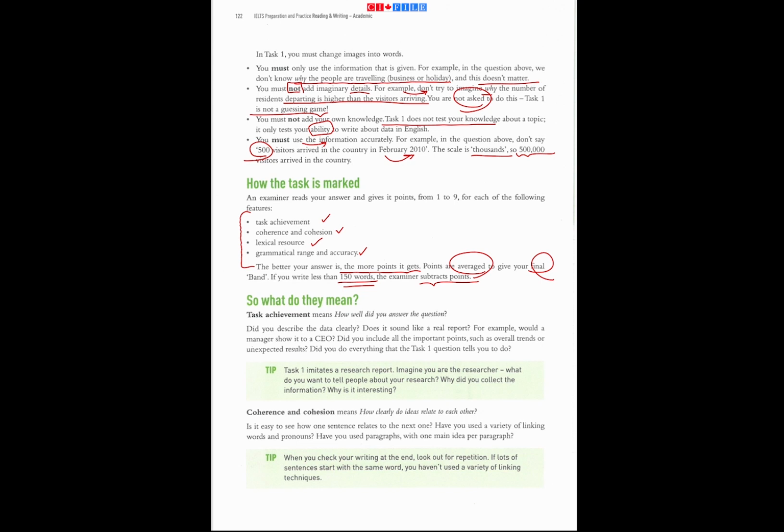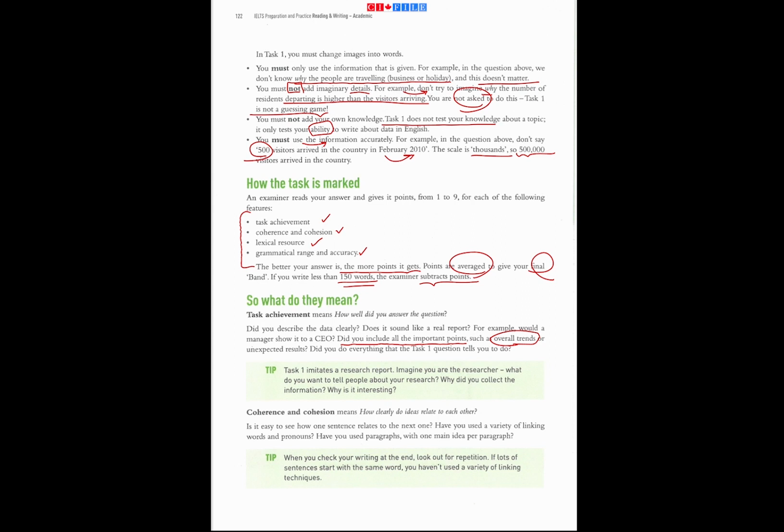So, what do they mean? Task achievement means how well did you answer the question? Did you describe the data clearly? Does it sound like a real report? For example, would a manager show it to a CEO? Did you include all the important points such as overall trends or unexpected results? Did you do everything that the Task 1 question tells you to do?